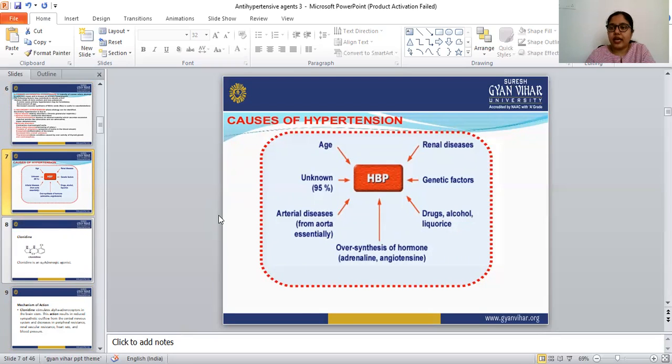There are two types of the hypertension: primary hypertension and secondary hypertension. Secondary hypertension is associated with some diseases. The primary hypertension is caused due to the increase in age and due to dietary intake of more sodium and less potassium. So these all are the factors that cause the hypertension in human beings.